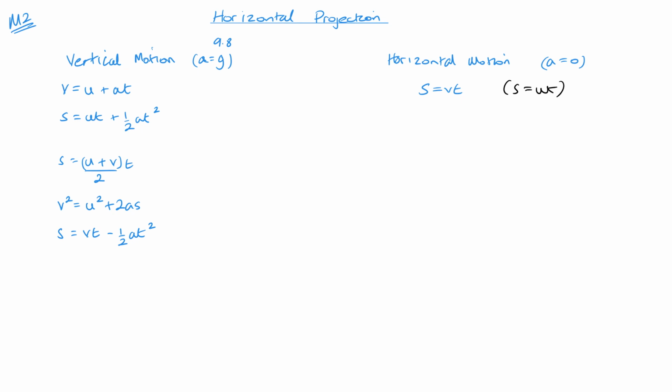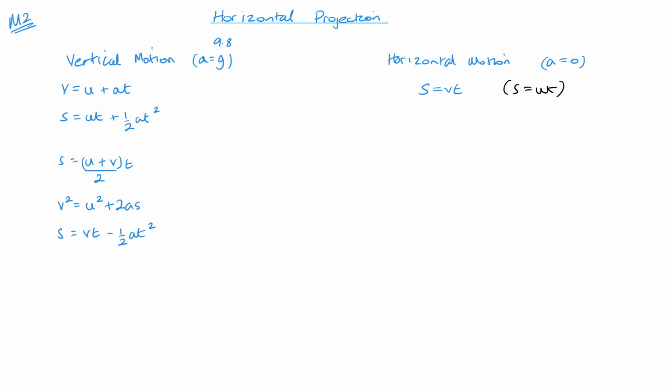And that is because if I take two objects, I drop one and I throw one horizontally, then they should hit the floor at the same time. Obviously the one I threw horizontally will be further away, but the actual time it takes to drop from that height to the floor will be the same.